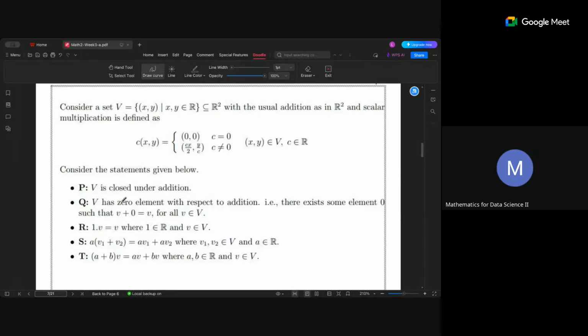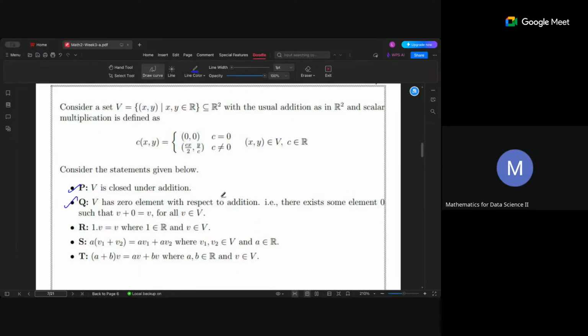Consider the statements given below. So what do you think about statement P? Ma'am, it is true. The first property is obvious, right? Because it is with respect to addition, so there should not be any problem. So this should be true. What about the second one? Ma'am, it is also true. The second one is again with respect to addition, so this should also be true.